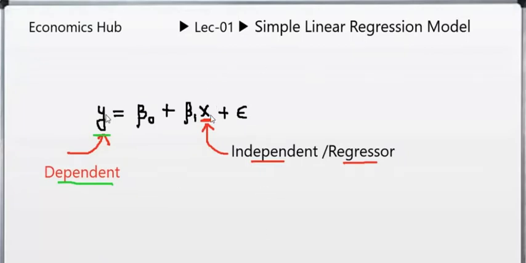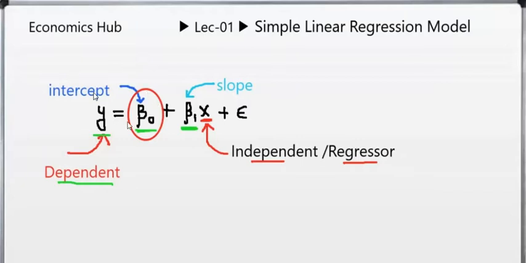Let's first define what is x. X is our independent variable or regressor, and this is the dependent variable. And beta 0 is known as the intercept term, and this parameter beta 1 is called the slope coefficient. Actually both are coefficients, sometimes we call them regression coefficients, beta 0 and beta 1. These are our two parameters, called the regression coefficients.